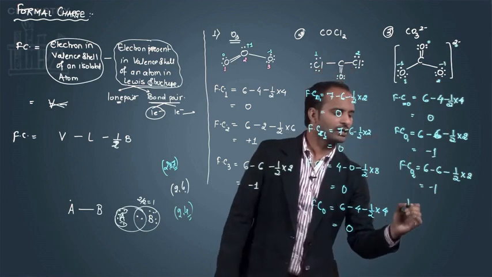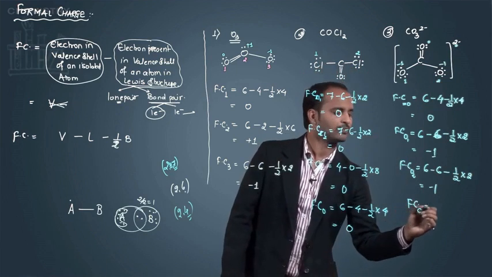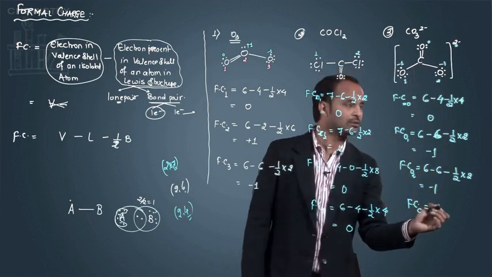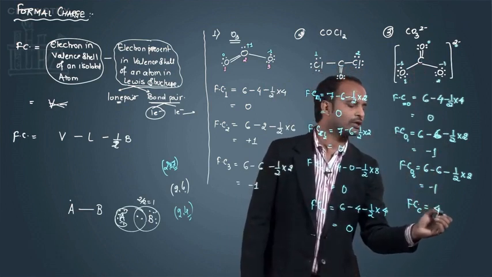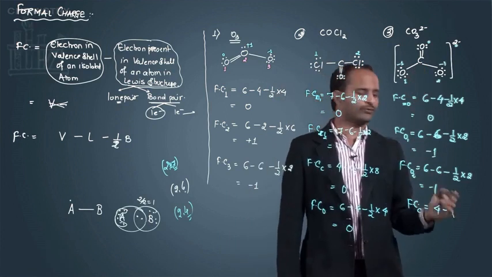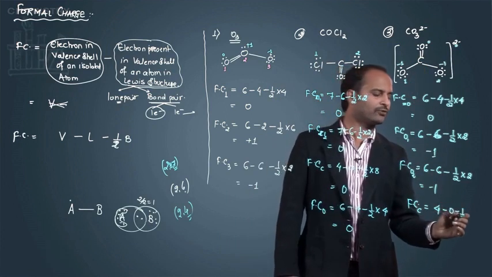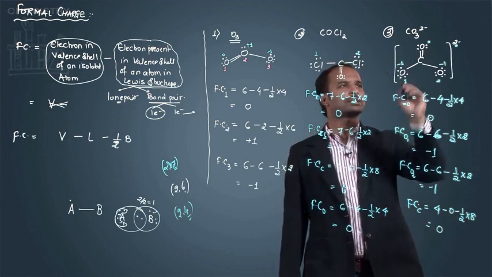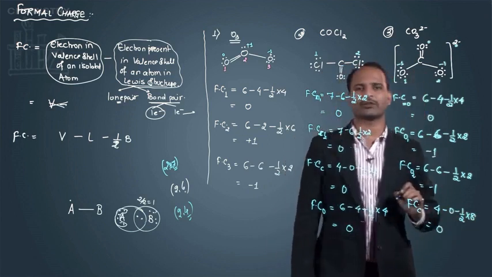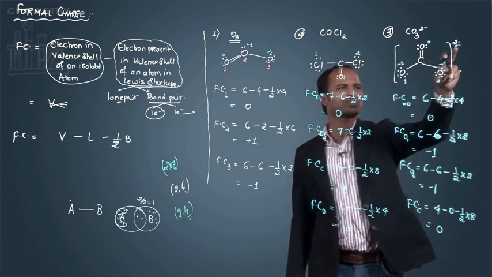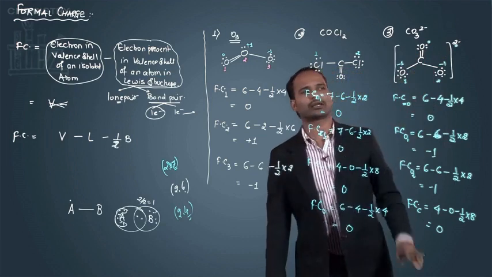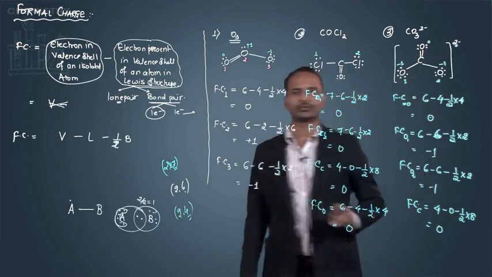Then formal charge on carbon. For carbon, the outermost shell electrons are 4. Here the carbon is forming 4 bonds, no lone pair electrons. So half of 4 bonds, that is 8. So ultimately it is going to be 0. So I can say that out of the 4 atoms, these 2 oxygens have a minus 1 formal charge. So this total 2 minus charge is because of these 2 oxygens. And the carbon and the other oxygen have no formal charge.